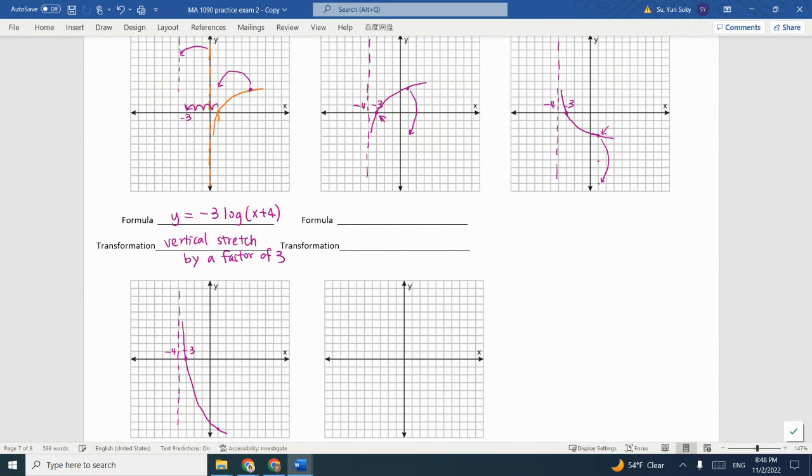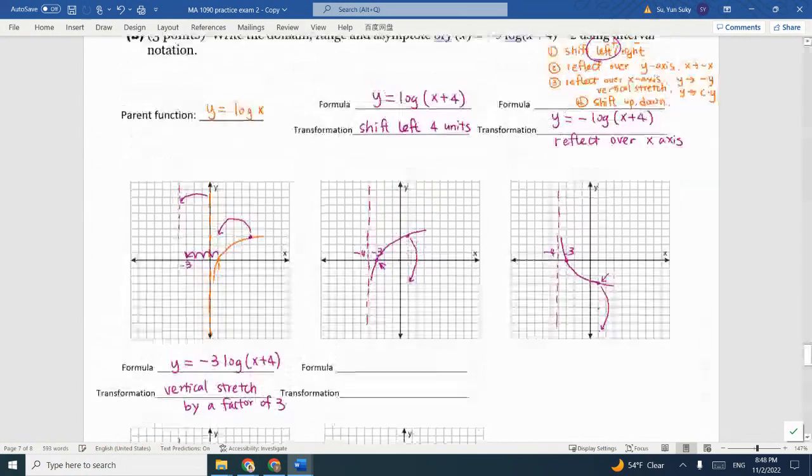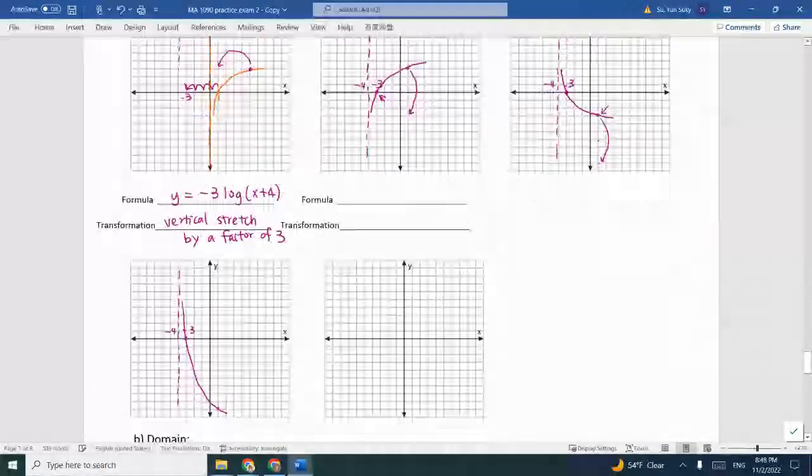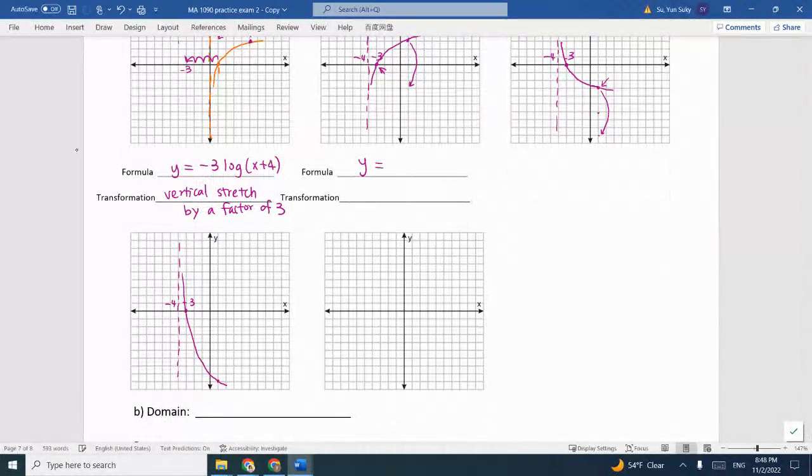All right. And then next, do we have a shift up or down? In this case, yes, subtract 2. So y equals -3 log x plus 4, subtract 2. Shift down 2 units.